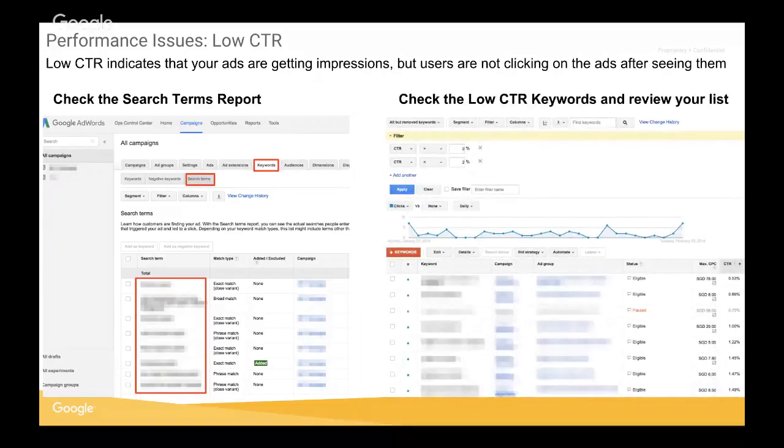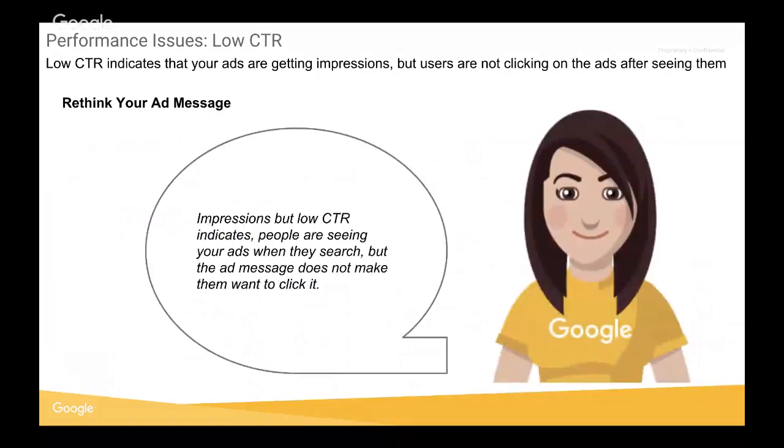Then you can check your low CTR keywords on your keyword list. You can filter out the low CTR keywords by using a filter over here. So here I'm looking at between 0% and 2% CTR. That shows me the keywords that are falling within that range. And then just rework your keywords. Think about what those keywords are doing and what they might not be delivering. So it's a good time to then rethink your ad message.